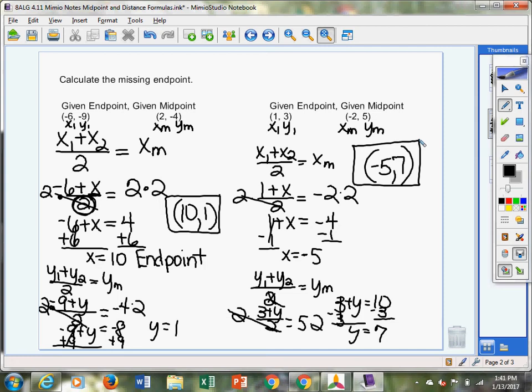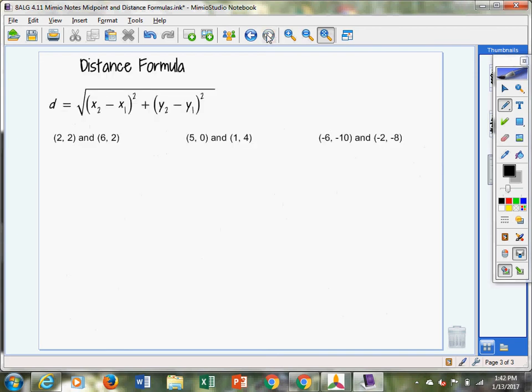Let's say this time they gave you, on this page, the midpoint. You didn't have to calculate the midpoint because they gave it to you as well as one of your 2 endpoints. You can easily calculate the other one. Last concept here is called the distance formula. If you're on a coordinate plane and you want to know, well, how many units long is this segment? You could use the distance formula.